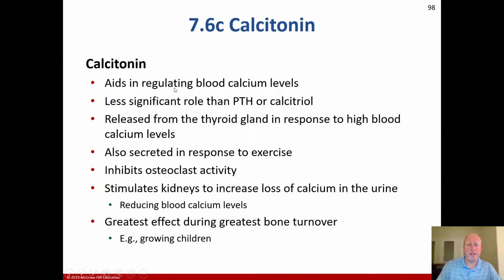Calcitonin aids in regulating blood calcium levels. It plays a less significant role than PTH or calcitriol. It's released from the thyroid gland, as opposed to the parathyroid gland for the parathyroid hormone, in response to high blood calcium levels, as opposed to low, right? It's also secreted in response to exercise. It inhibits osteoclast activity in the bone, and it stimulates kidneys to increase loss of calcium in the urine. It reduces blood calcium levels. The greatest effect is during the greatest bone turnover in growing children.